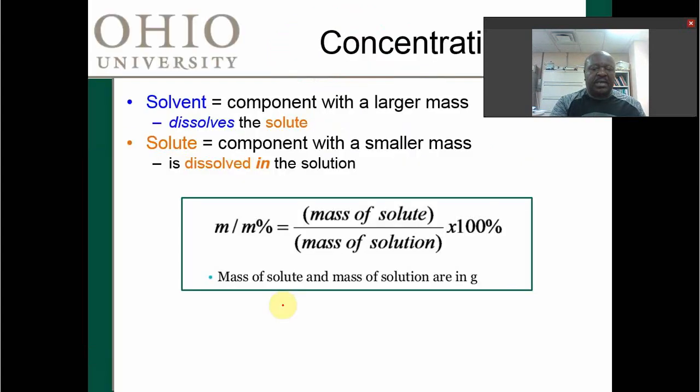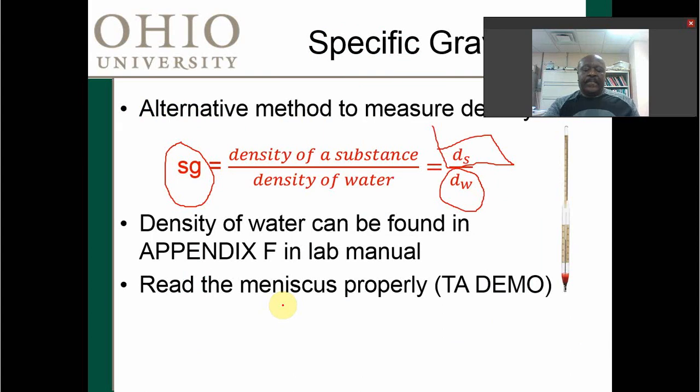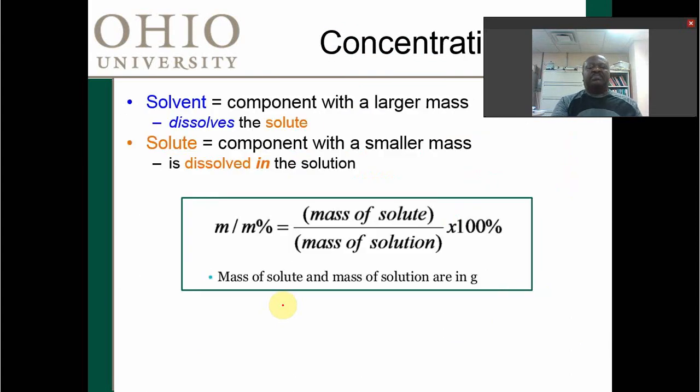All right, let's go back here. So the other thing you'll be doing is making a solution. We'll make a simple solution, sugar in water, salt in water, whatever it is. And then we'll determine the density of those two, the solvent, that is the water alone, and the solution, and then compare the two. How do you make a solution?